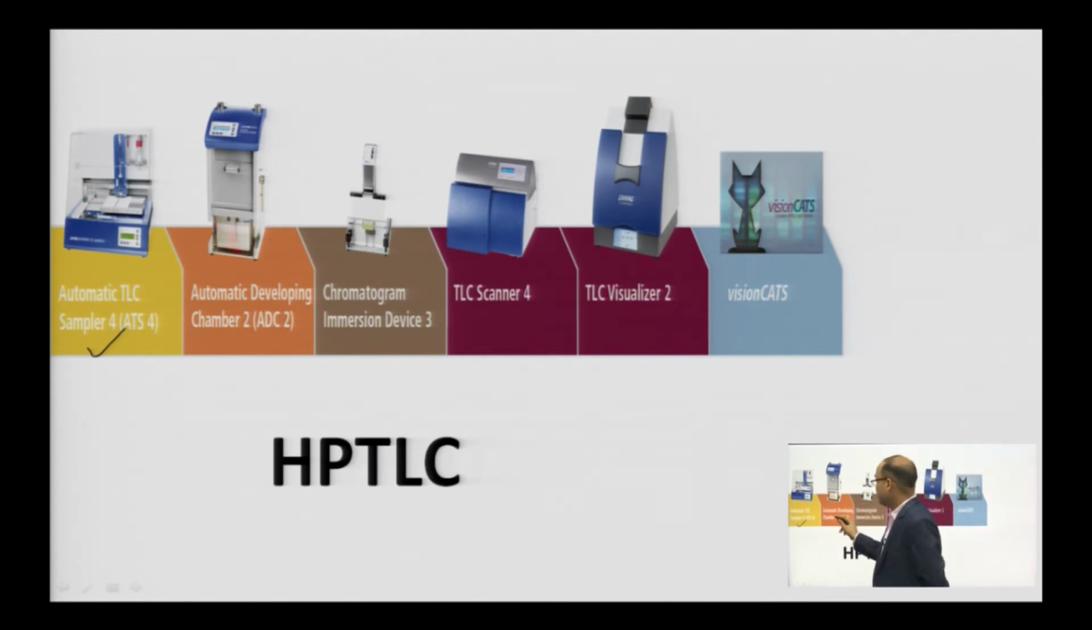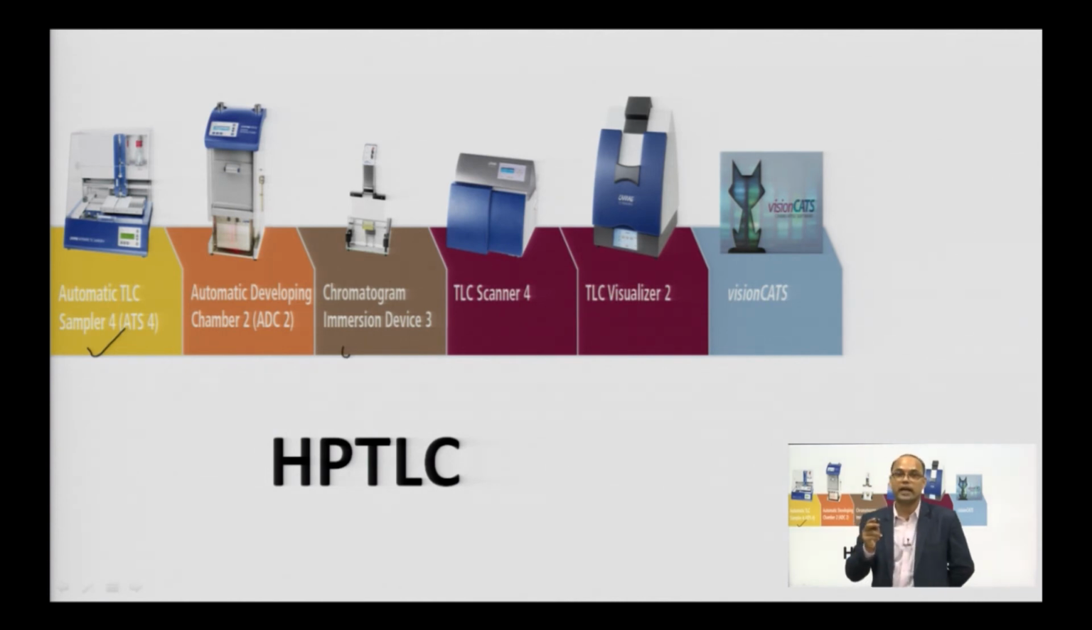Next is the automatic developing chamber. You have to set the solvent specifications, and it automatically mixes the solvent when you place the solvent in these tubes. After that solvent mixing, it automatically saturates the chamber, and after chamber saturation, the chromatogram immersion device is used for derivatizing.